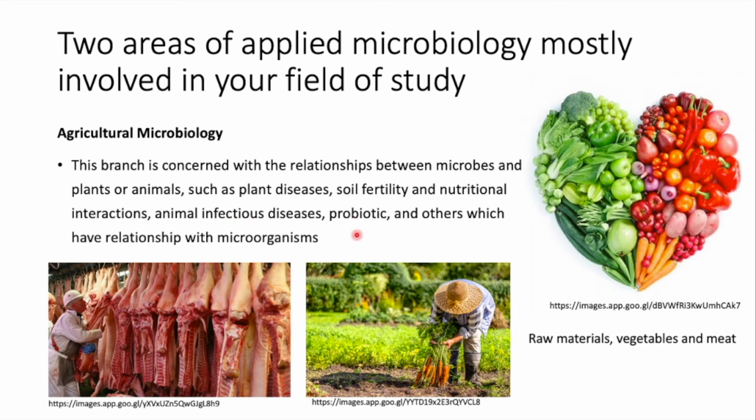Another example is probiotics. Probiotics are microorganisms or bacteria that can produce something useful for your health. For example, they put this kind of probiotic in animal feed to try to make some fatty acids or some vitamins for the animal. And any other fields of agriculture that have a relationship with microorganisms, we call this field agricultural microbiology. That is very important for your raw materials, for example, vegetables or meat.